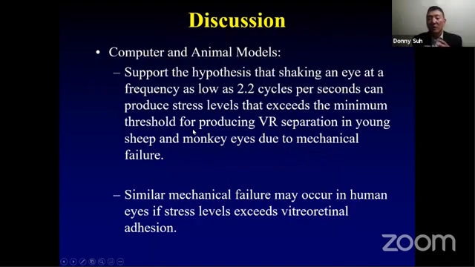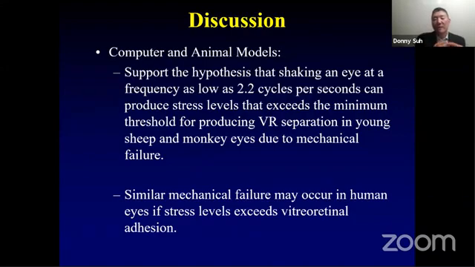So what we found is that using our computer and animal models, we supported the hypothesis that shaking an eye at a frequency as low as 2.2 kilohertz can produce a stress level that exceeds the minimal threshold for producing vitreoretinal separation in young sheep and monkey eyes due to mechanical failure. And as you saw, that force actually increased over time.